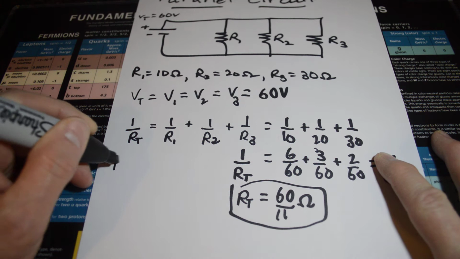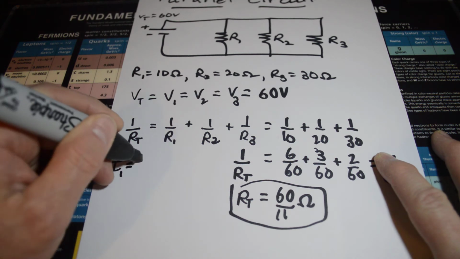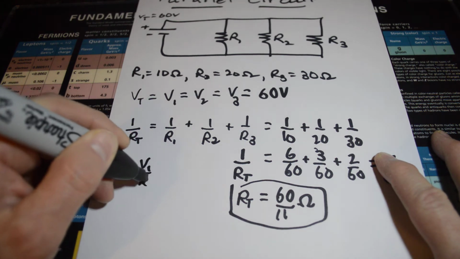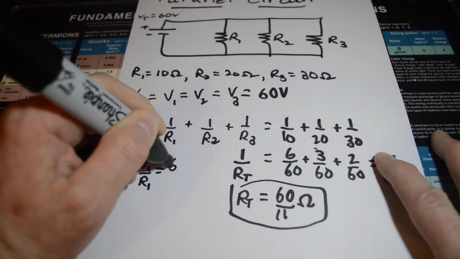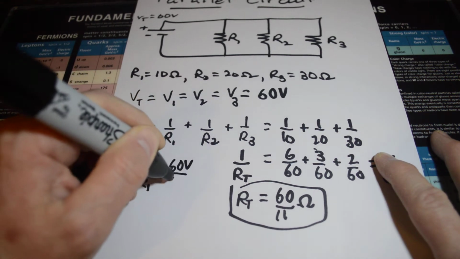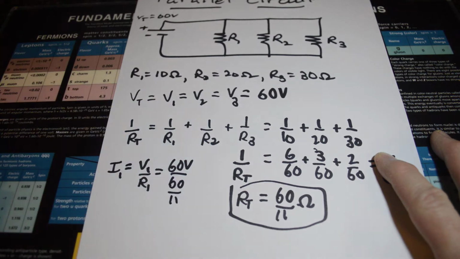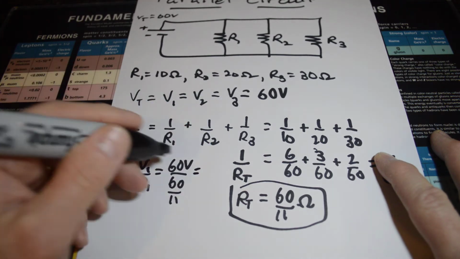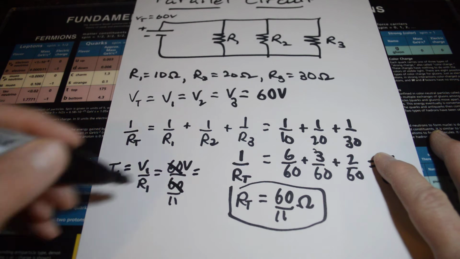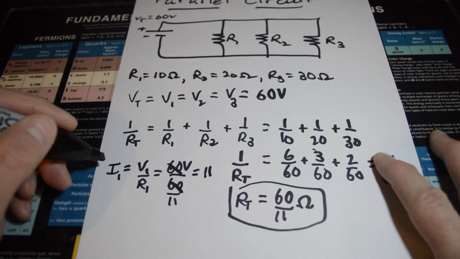And let's find that out. Let's calculate the currents. We could take the voltage divided by the resistance, 60 volts over 60 over 11. I chose to keep those in fractions so that you could see that that's a total amount.